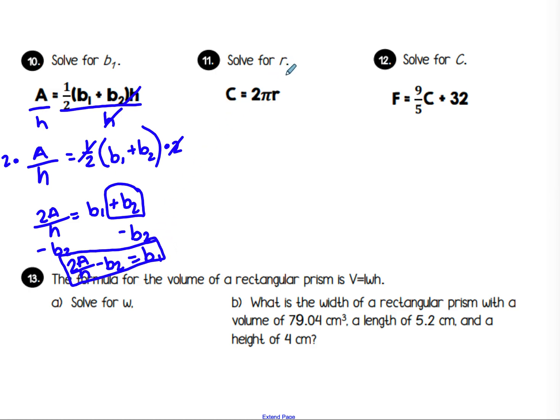All right, let's look at this next one. Solve for r. This is our circumference formula. Circumference equals 2 times pi times radius. This is multiplication, 2 times pi. I've got to solve for the radius. Because it's multiplication, we cancel it out with division. All right, c divided by 2 pi equals radius.